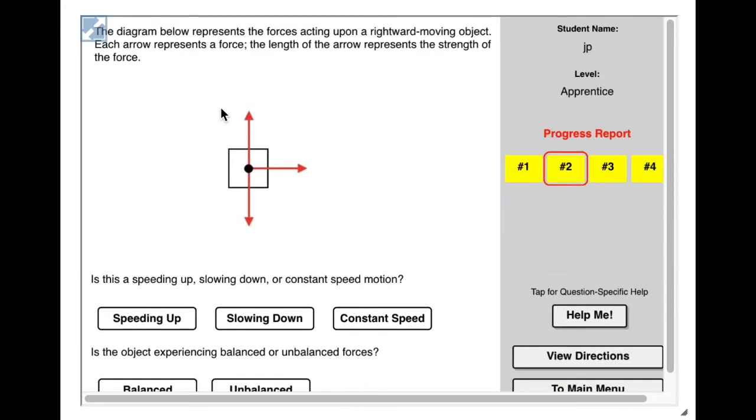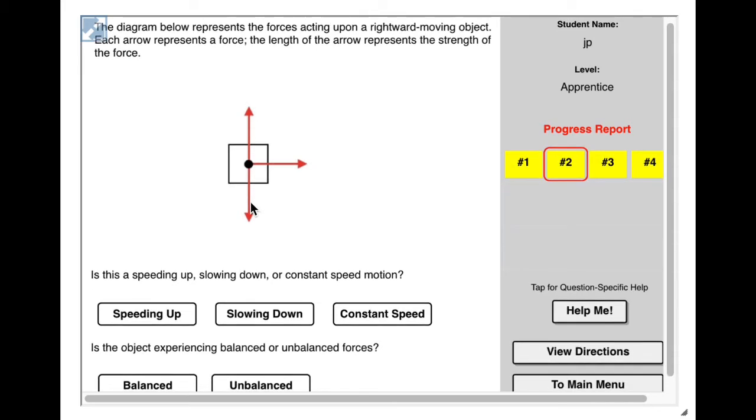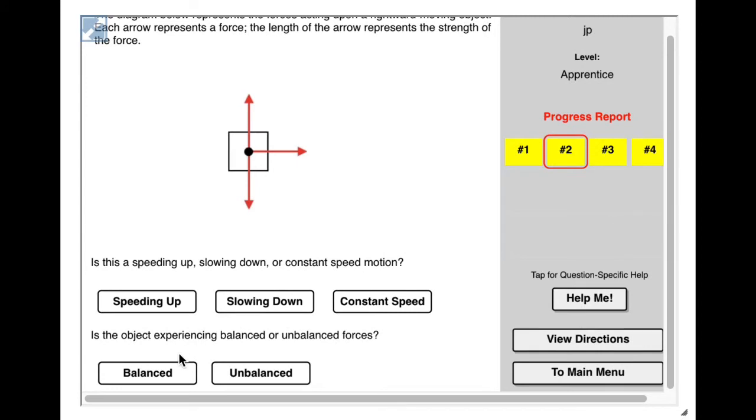Right now I have a diagram below representing forces acting upon a rightward moving object. Each arrow represents a force. The length of the arrow represents the strength of the force. These arrows are the same length. So the up and down direction is balanced. This arrow does not have an arrow balancing it in the other direction. So I'm actually going to go down here and select unbalanced first.